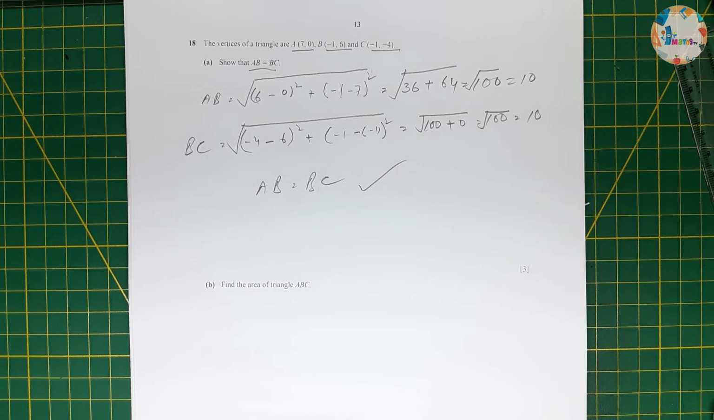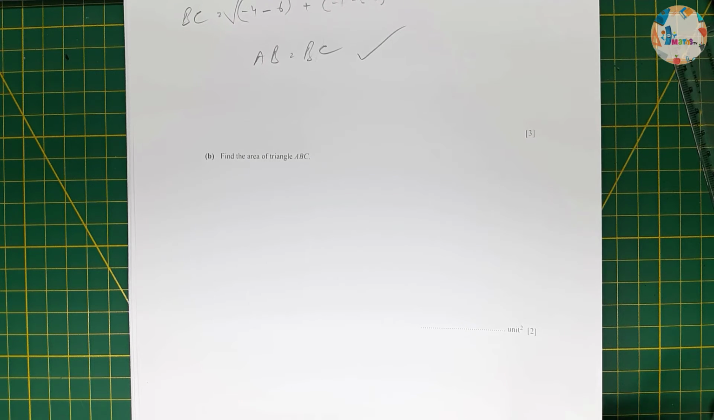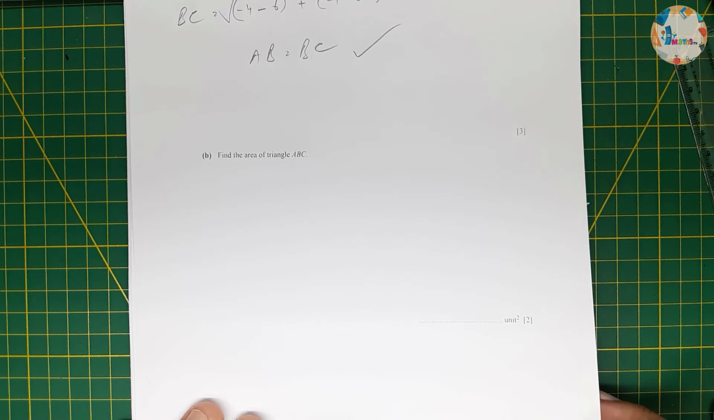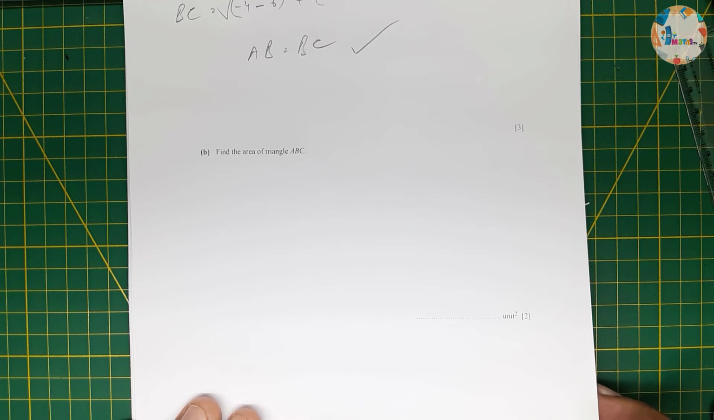This is also done. Find the area of the triangle ABC. So we have to find the area of the triangle ABC.